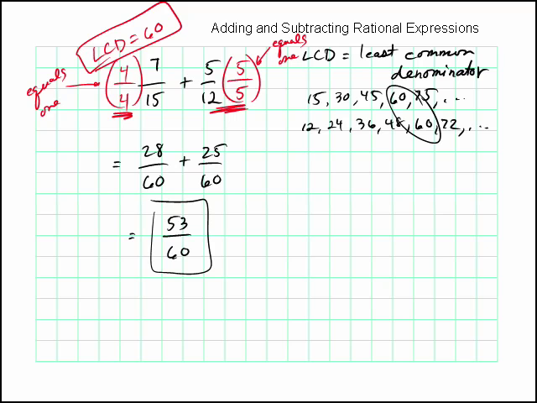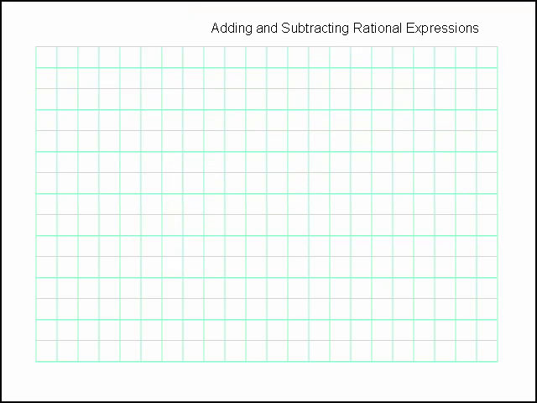When we do not have a common denominator, we have to do basically the same thing for rational expressions. For example, 5 over 2p squared plus 3 over 8p. Let's see if we can find the LCD here. The least common denominator for 2 and 8 would be 8.